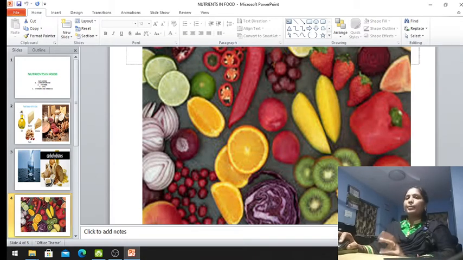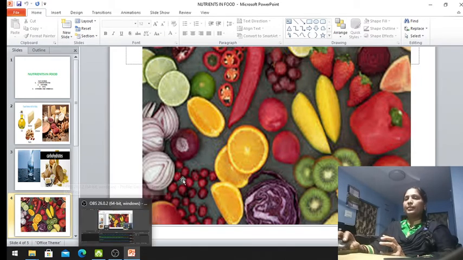Vitamins and minerals are present in our vegetables and fresh fruits. They have all these vitamins and minerals. That's why we should compulsorily include them in our diet. Vitamins and minerals must be in our diet.